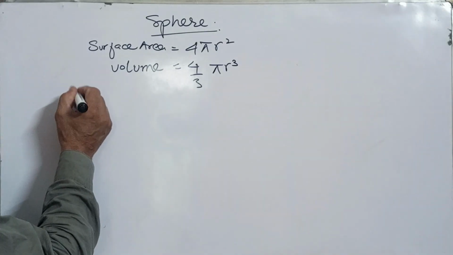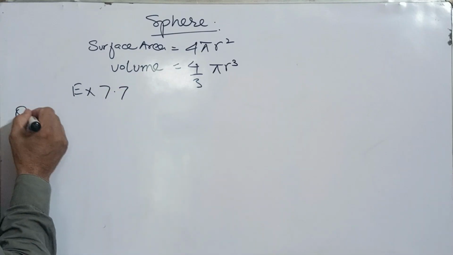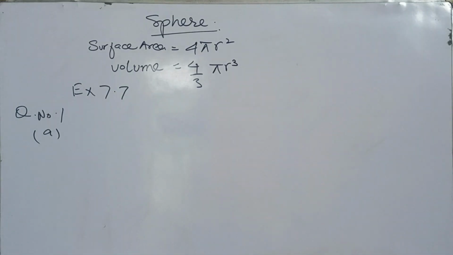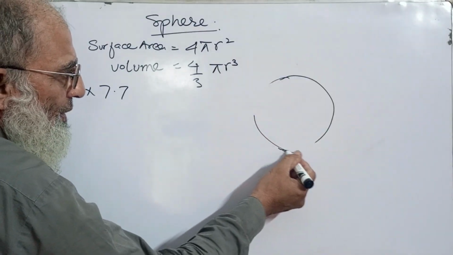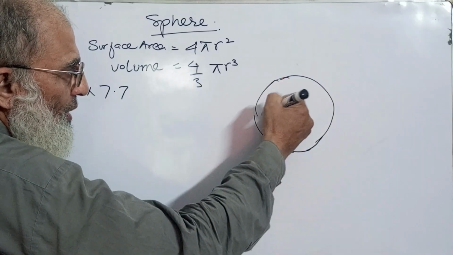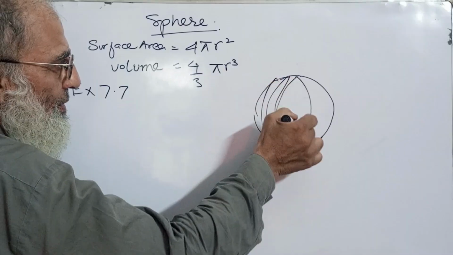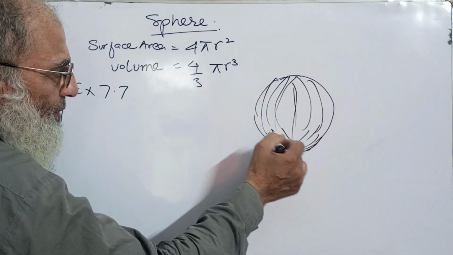So exercise 7.7, question number 1, part a. A sphere is given to you. Sphere in drawing is just like a circle. If you shade it like this, it should look like a sphere.